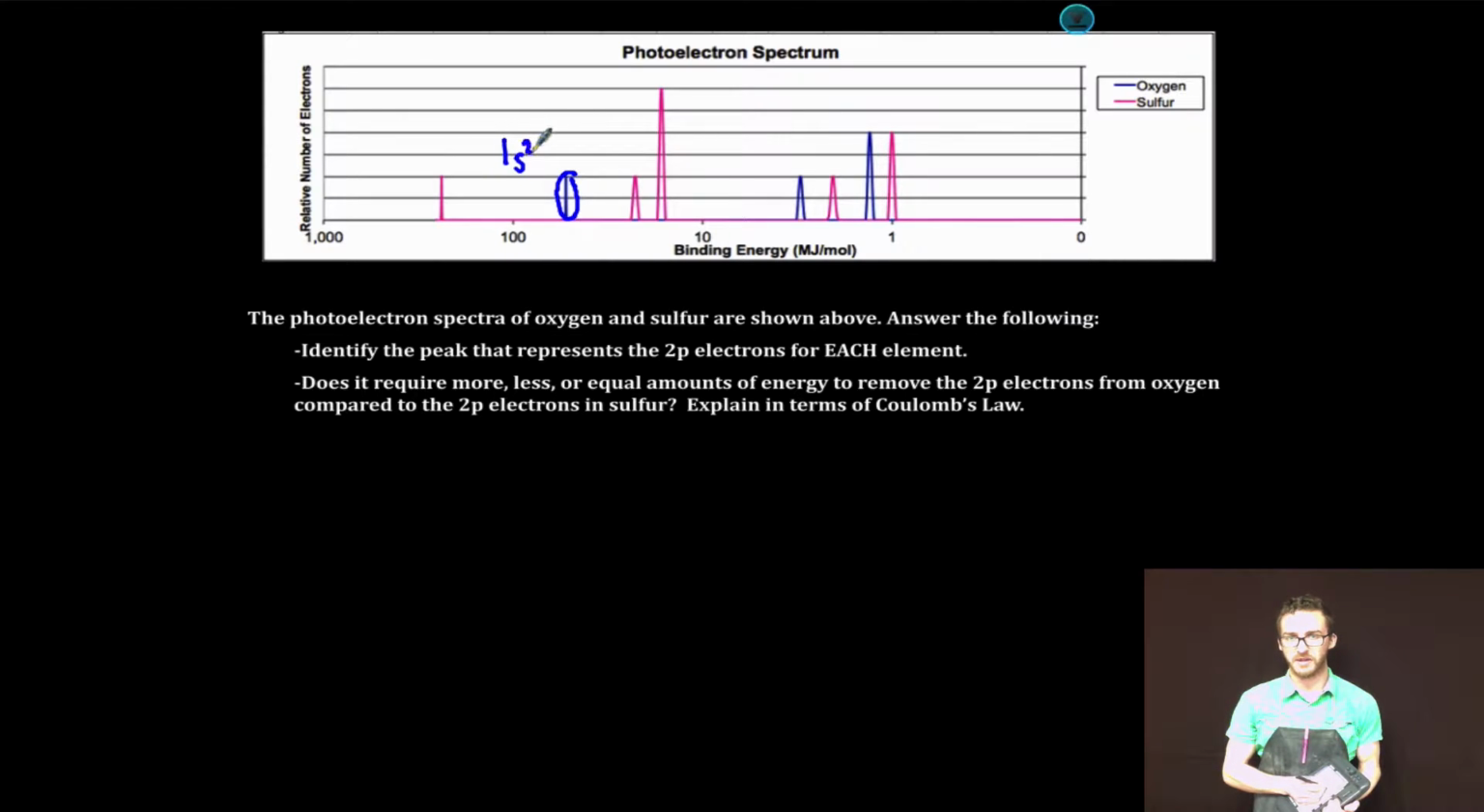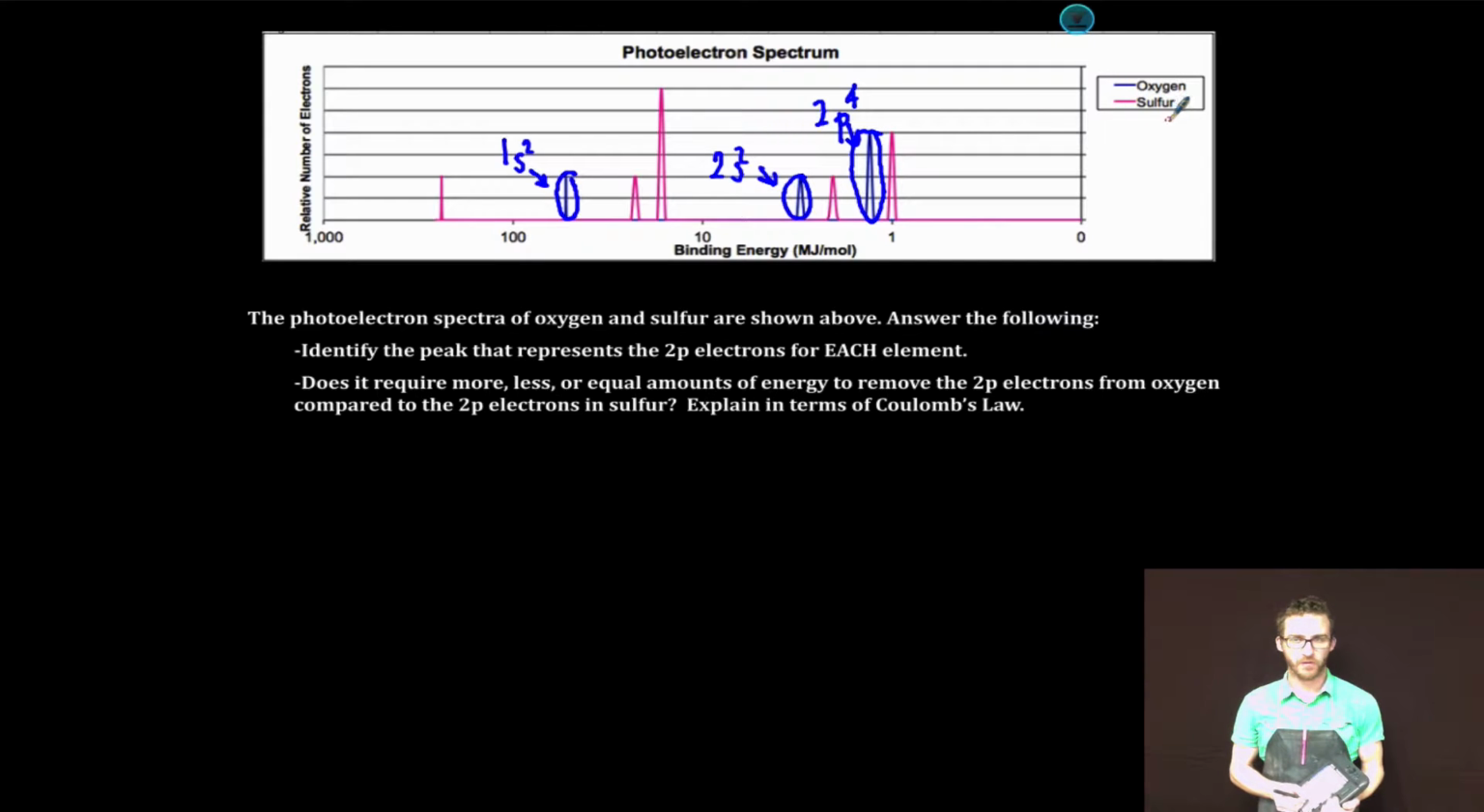1s electrons in oxygen. My next peak for oxygen is going to represent the 2s electrons. Less energy is required to remove those electrons because they're in a higher energy level further from the nucleus, not held as tightly. Oxygen's 2p electrons will fall here. Those are our 2p4 electrons. Notice the peak is double the height of the 1s or 2s peaks, holding twice as many electrons.